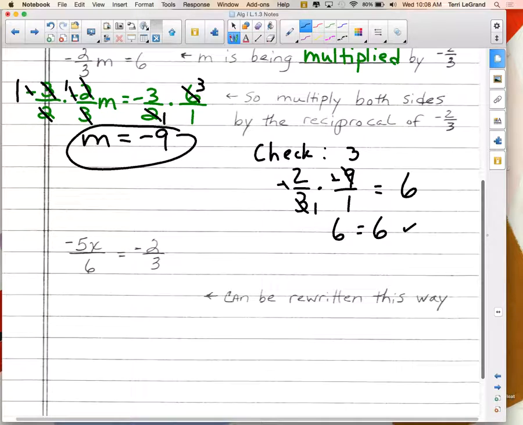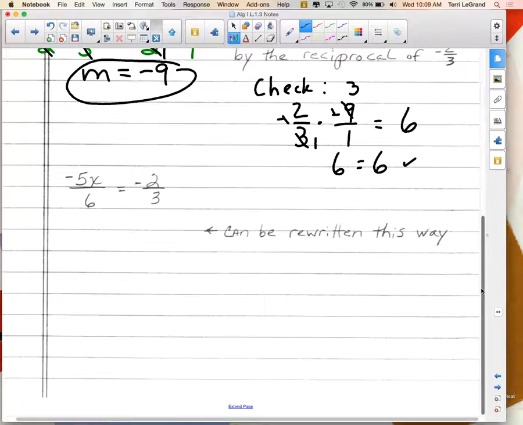So notice we're not practicing problems that are like 4y equals 16. Divide both sides by 4. 16 divided by 4 is, we're not practicing problems like that. Those are no-brainers. At this point of our math careers, those should be no-brainers for us. We're practicing ones that are possibly going to challenge you a little bit more. What if you have negative 5x over 6 equals negative 2/3?